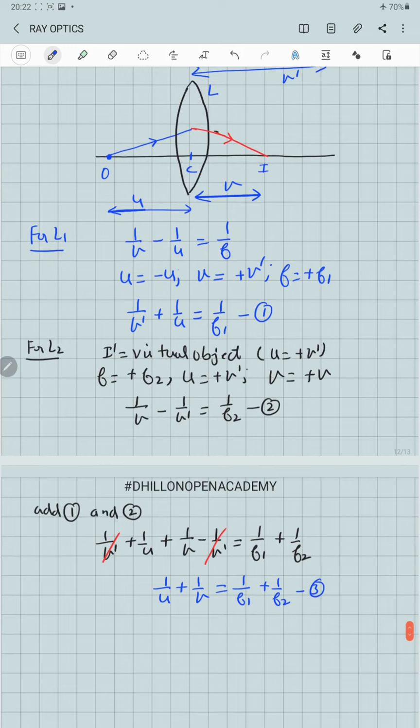At last, for the lens L, if this lens has a focal length f, it is a convex lens, so its focal length will be plus f. Object distance is minus u, image distance is plus v. In that case, the lens equation will be 1 by v plus 1 by u equal to 1 by f. This will be our fourth equation.